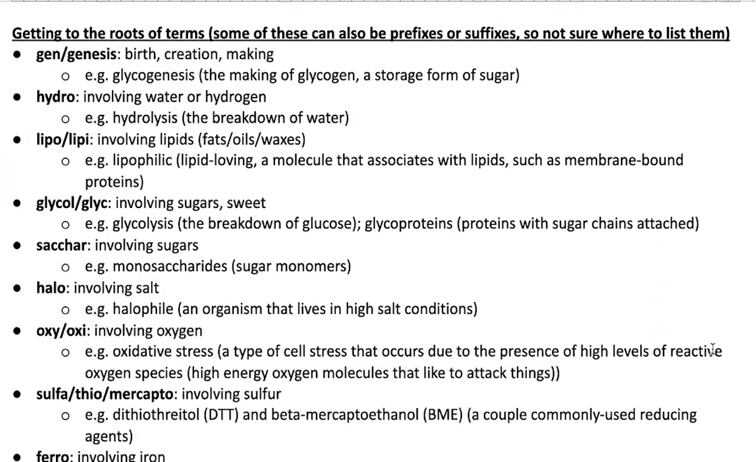Getting to some roots, gen or genesis, birth, creation, making. So glycogenesis is the making of glycogen, which is a storage form of sugar, which involves linking those sugar molecules up together. Hydro means involving water or hydrogen. So hydrolysis is the breakdown of water or the breakdown of something else by water.